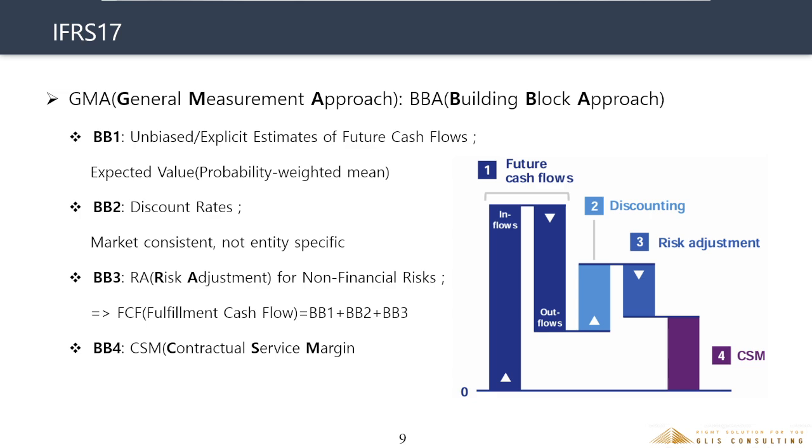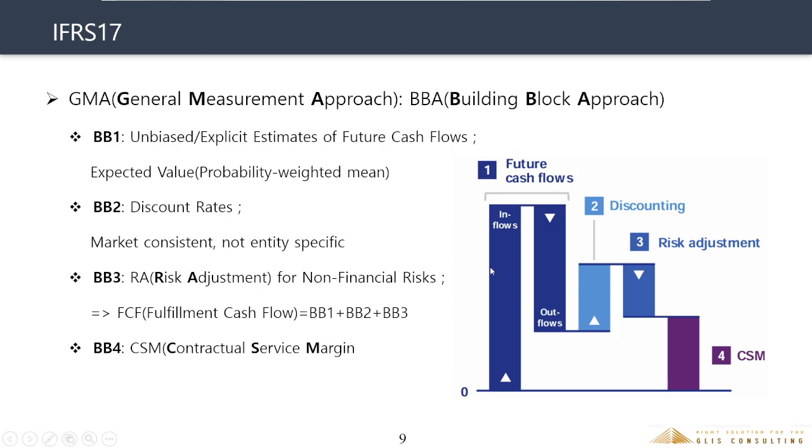So in terms of structure itself, it is composed of four different parts for the insurance contract. Building block one is an estimate of future cash flow, and the most important features are that it is unbiased and explicit. So that is the expected value, the probability weighted mean. I'm going to go into the detail in another presentation, but anyway, that's building block one.